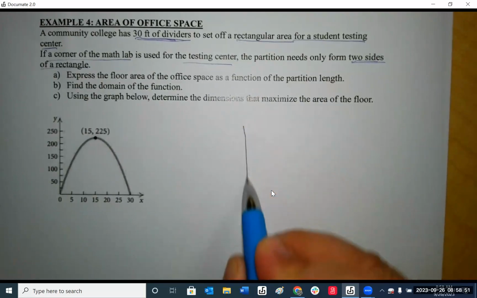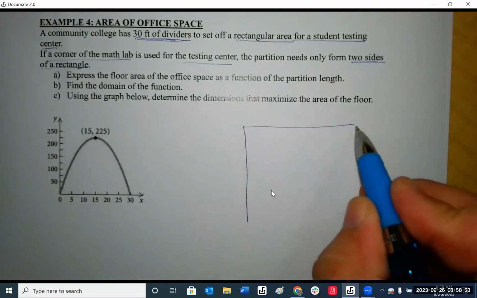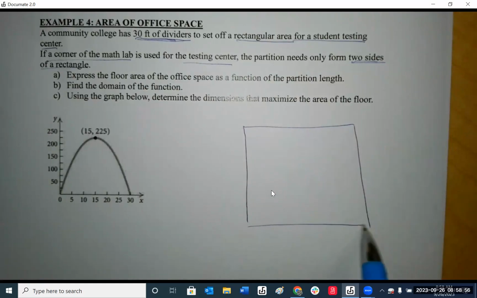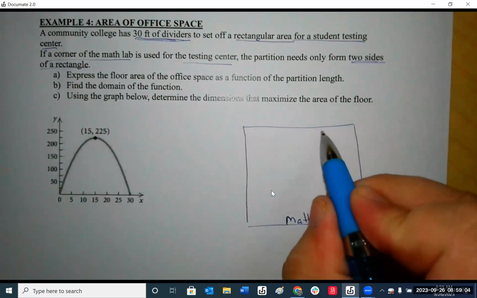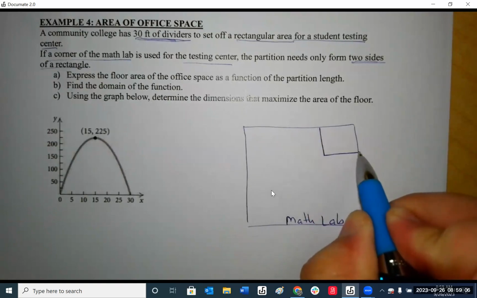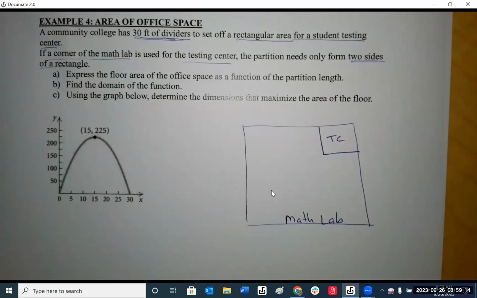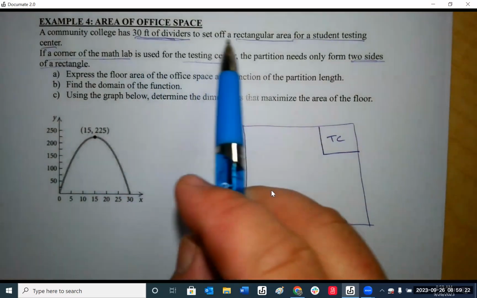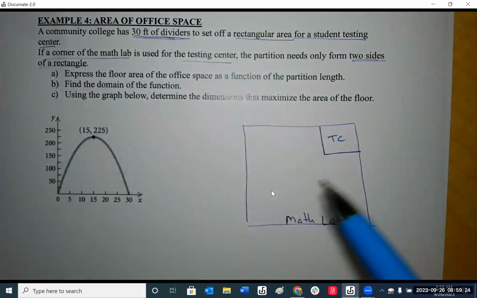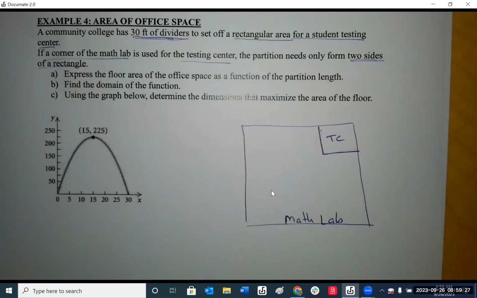So in this case, it'd be easier if we draw the picture. There's the math lab. And we're going to put the testing center in one corner. That's the testing center. So what information do we have? We know we have 30 feet of dividers set off in a rectangle.